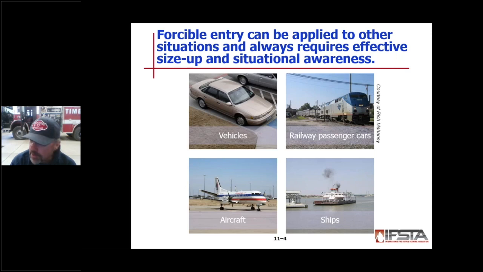Buildings aren't the only thing that we try and make forcible entry into. Obviously, vehicles, and that's a whole other science, essentially, extrication, as well as railway passenger cars. We've actually had to take people off a railway train a couple of times here in Gilpin County. Didn't need to break into the car, but there could be a time when that could happen. There have been aircraft crashes, and shipboard things are pretty minimal up here.